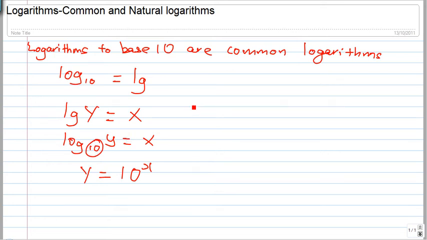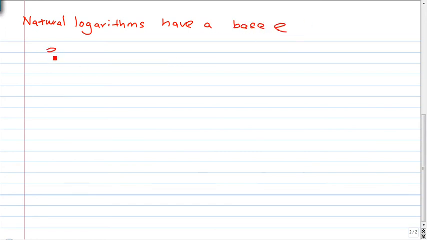Alright, okay, let's move on to natural logarithms, which we call ln. Let's move on to the next page. Okay, natural logarithms. Natural logarithms have a base of e. Now, e is a constant, which is approximately equal to 2.71828. Okay, so natural logarithms have a base e.